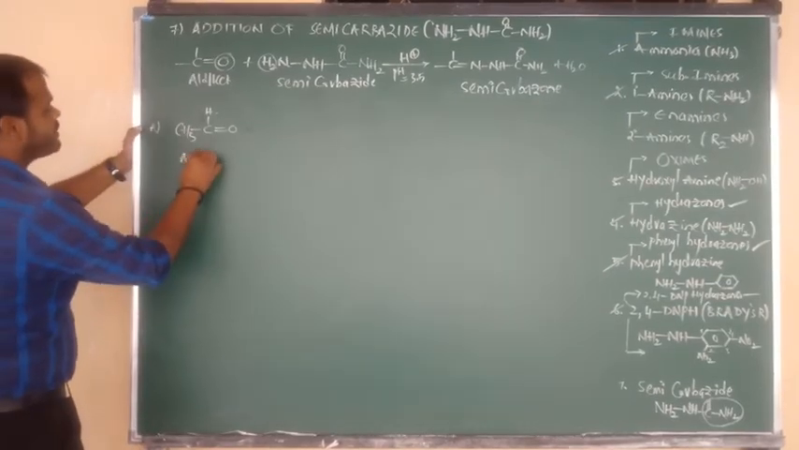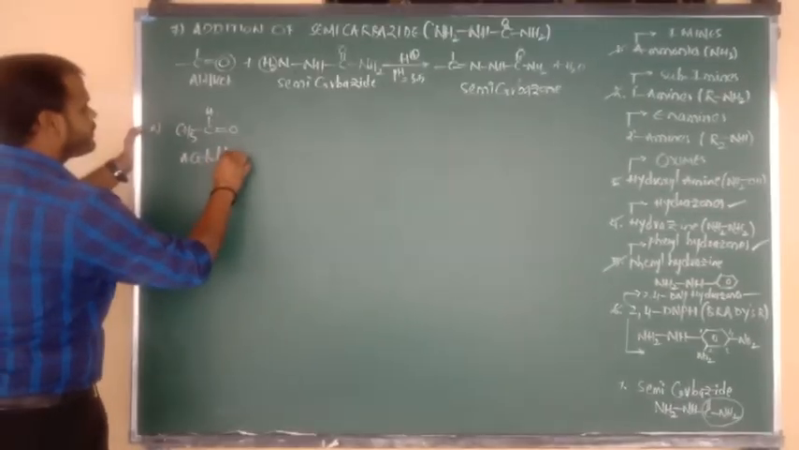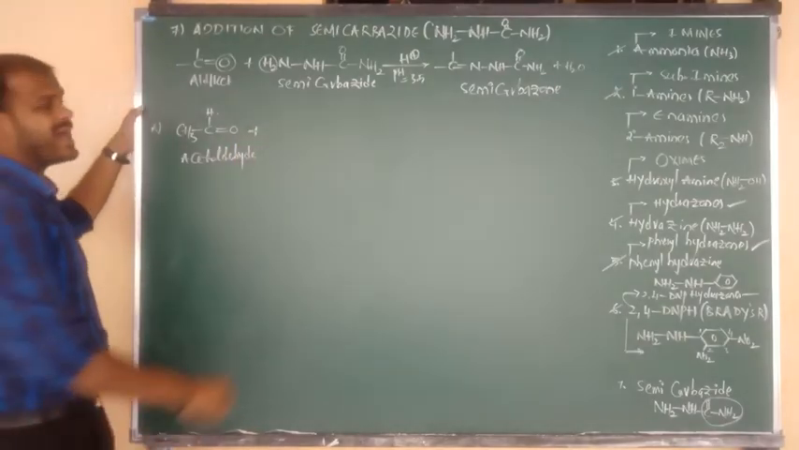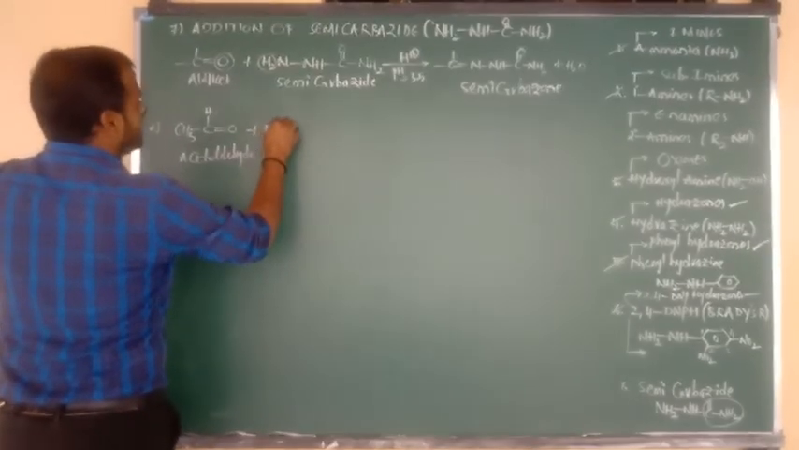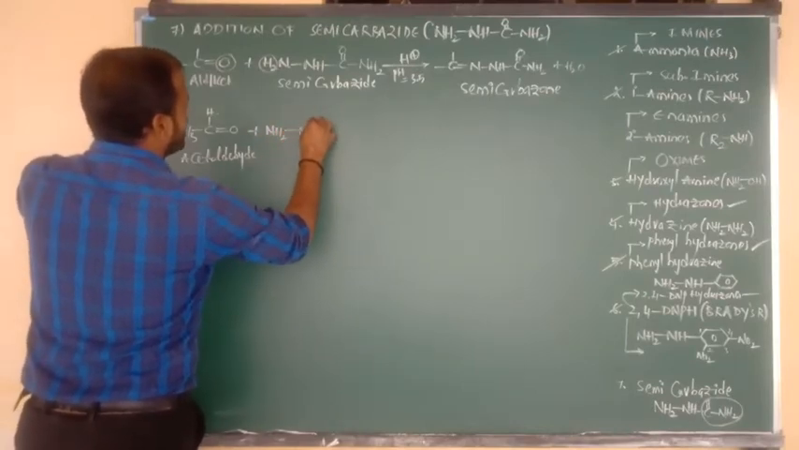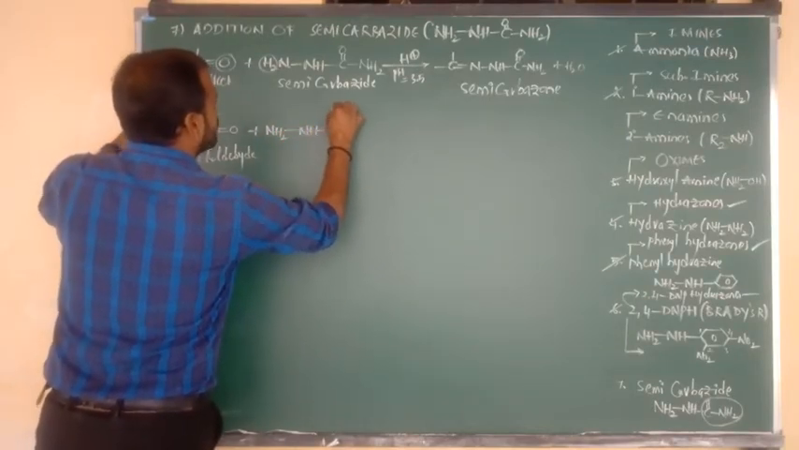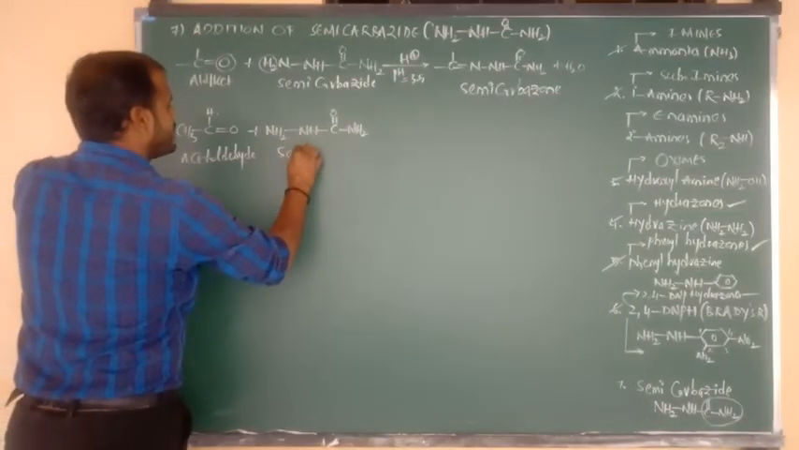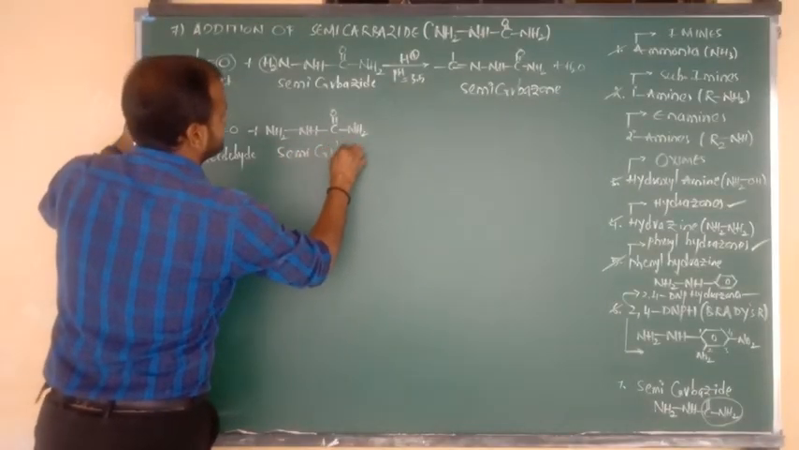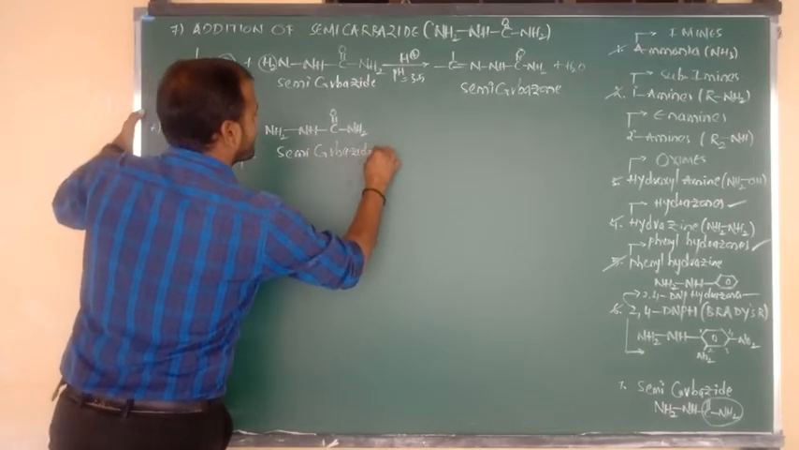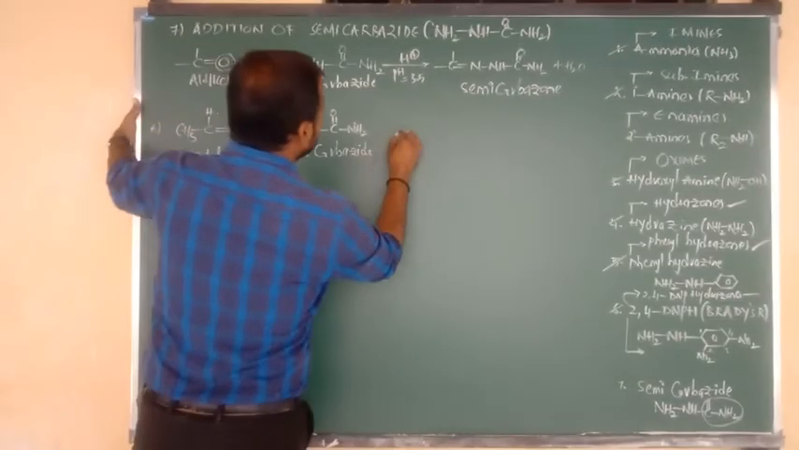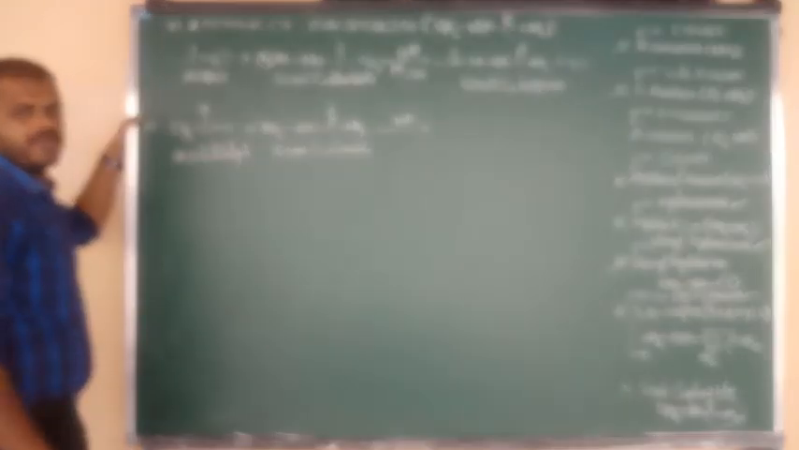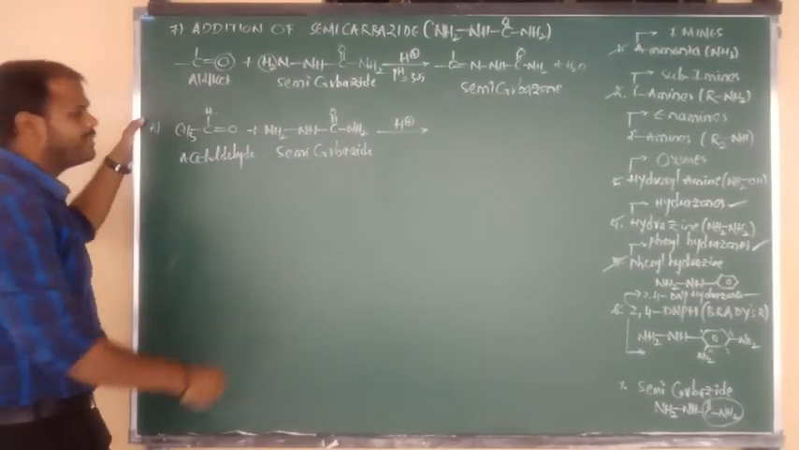What is the name of this compound, beta? Acetaldehyde. It upon addition with semicarbazide. What is the formula of semicarbazide? NH2 bonded to NH, again NH bonded to C double bond O NH2. So the name of this compound is called semicarbazide. Yes, addition of semicarbazide takes place in which medium, beta? Acidic medium. Again, this is followed by elimination of a water molecule.